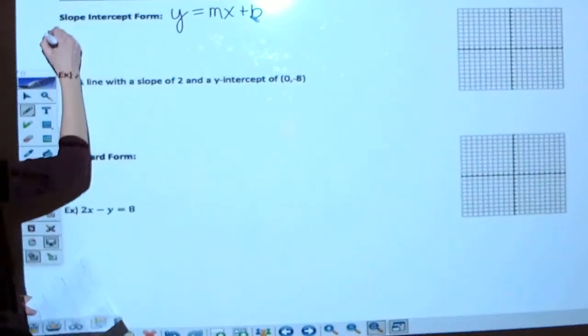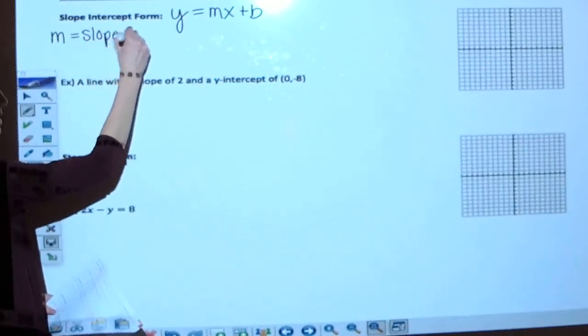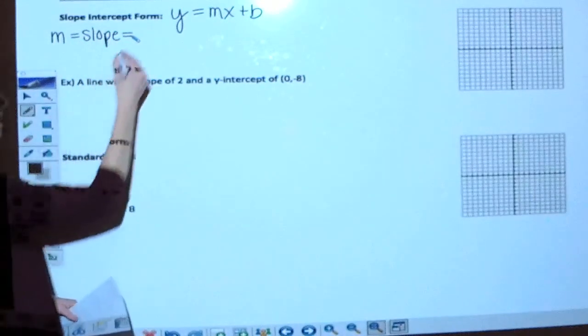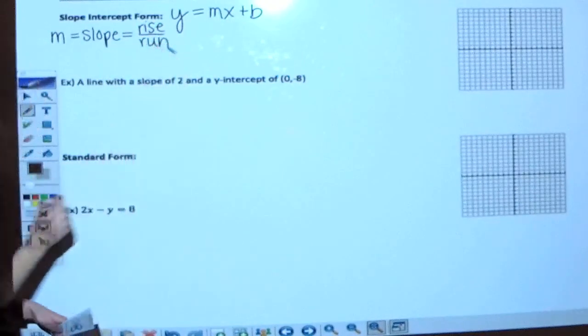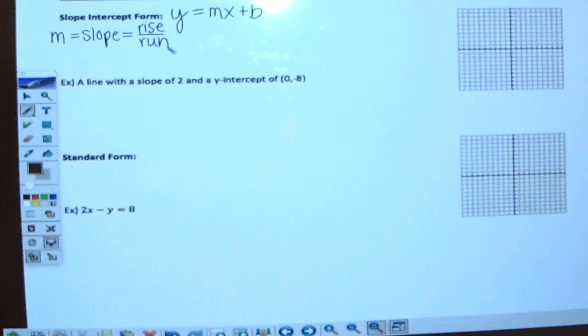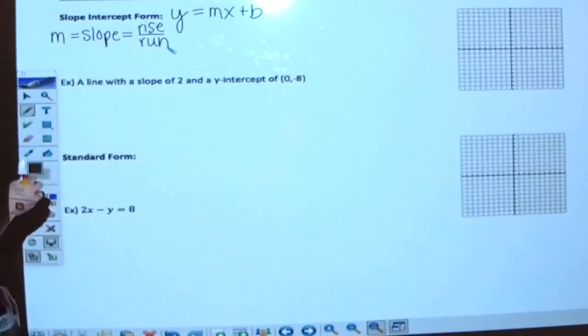What does the m stand for? Slope. Okay, so all of this should sound familiar. We've learned this before. And the way that we graph it is by doing rise over run. So we always change our slope into a fraction when we're trying to graph, but when we write it in the equation, we reduce the fraction as much as possible.